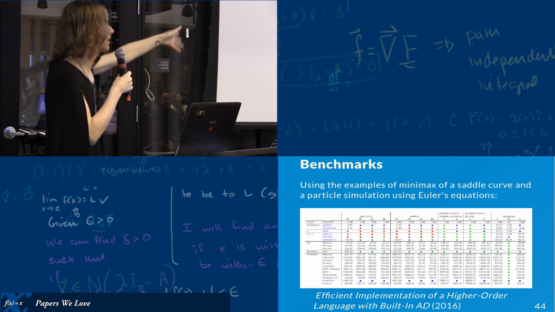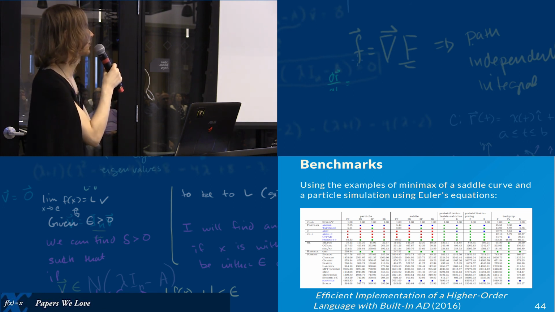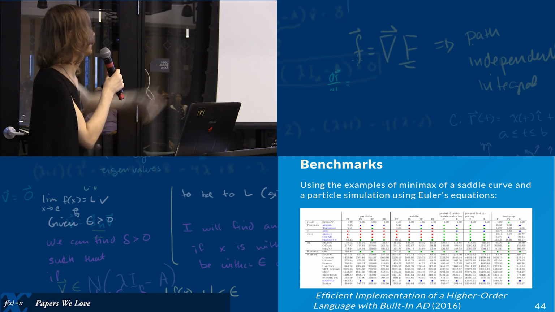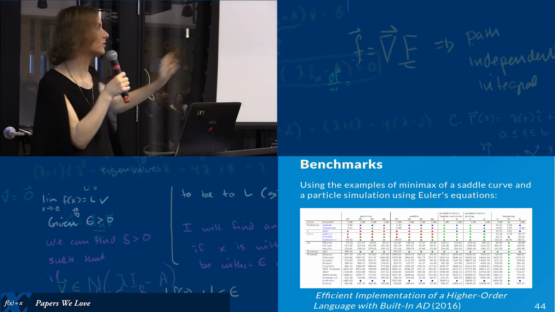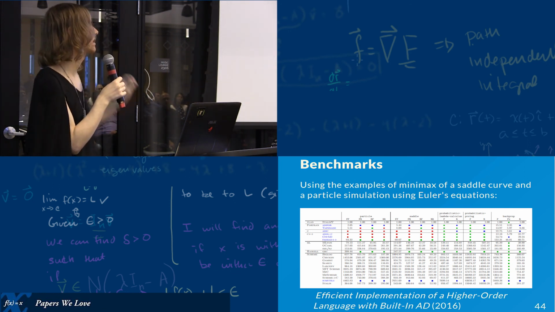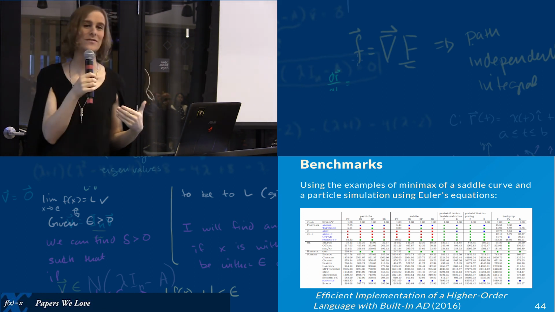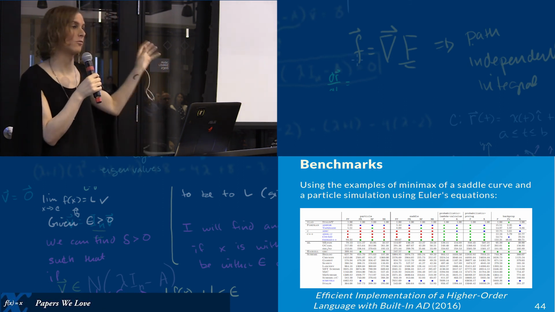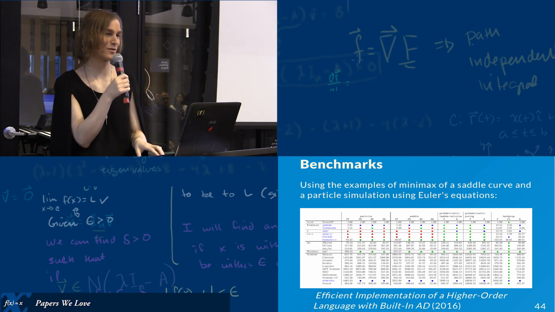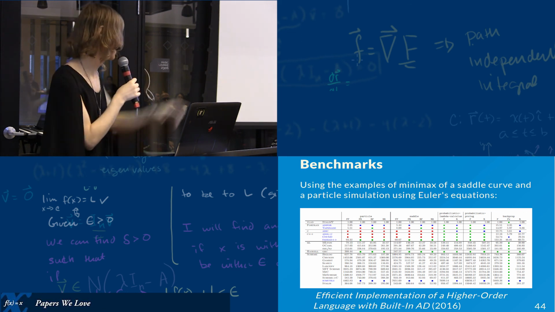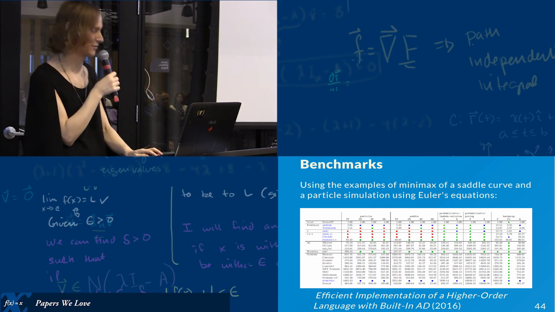So here are benchmarks they ran, basically using a minimax of a saddle curve and a particle simulation using Euler's equations. They showed that it's roughly 3 to 5 times faster than the fastest Fortran packages that use source generation, 50 times faster than the fastest C++ packages that use operator overloading, and about 250 times faster than the Haskell ones like Edward Kmett's that we mainly saw. And I don't even want to get into their comparison to other Scheme packages because it gets to be quite embarrassing. And I don't know how much they fudge these benchmarks, as we tend to do.